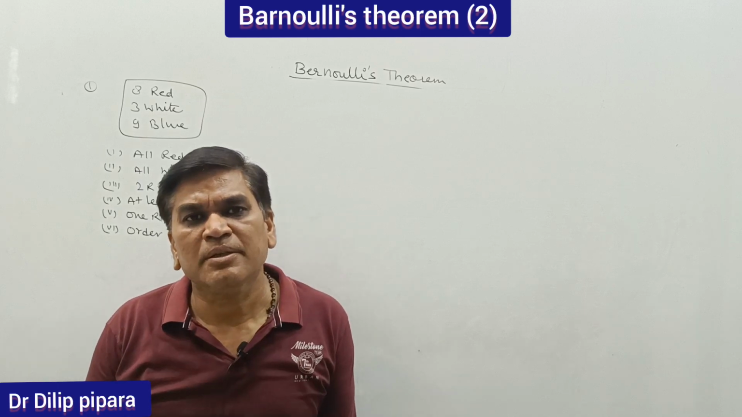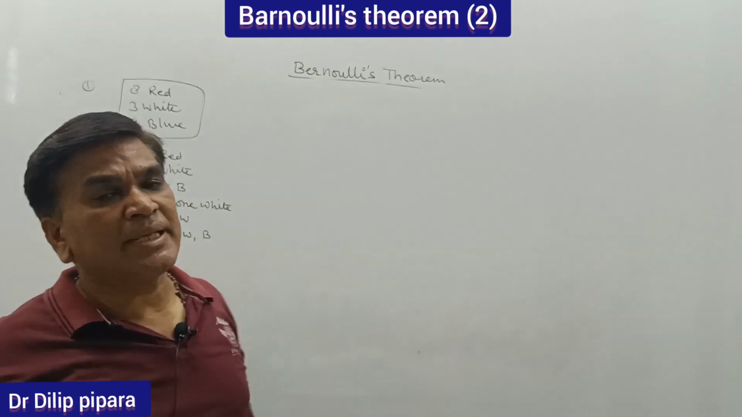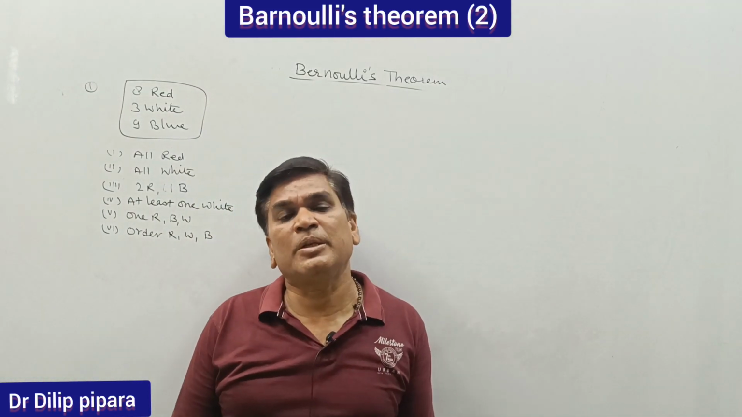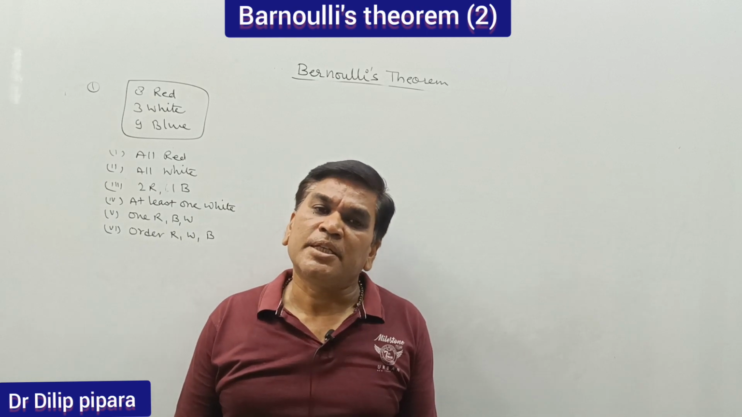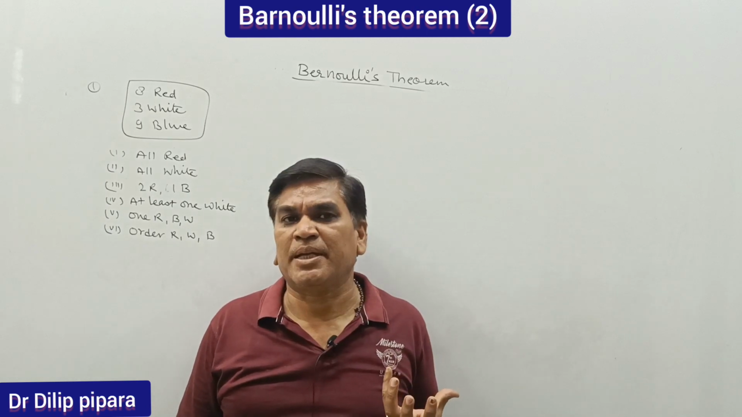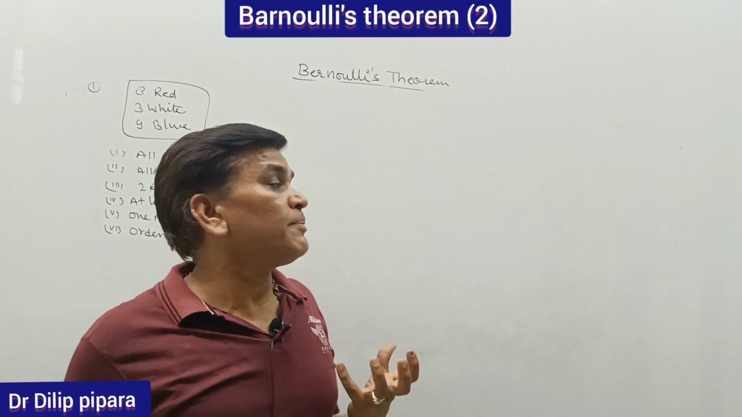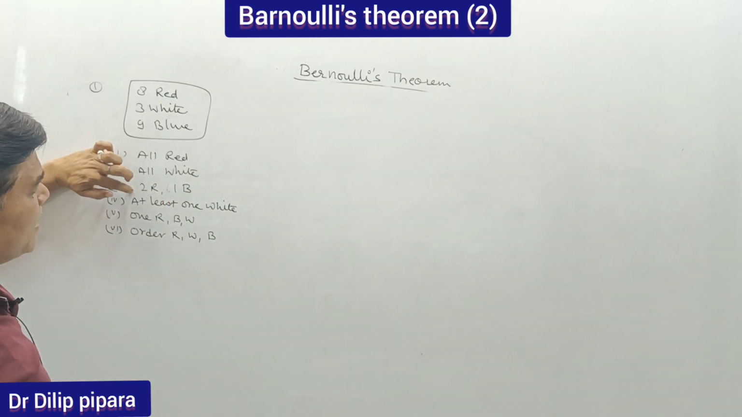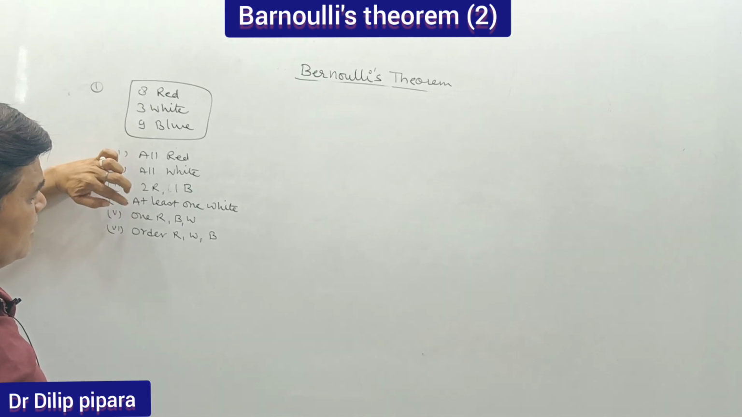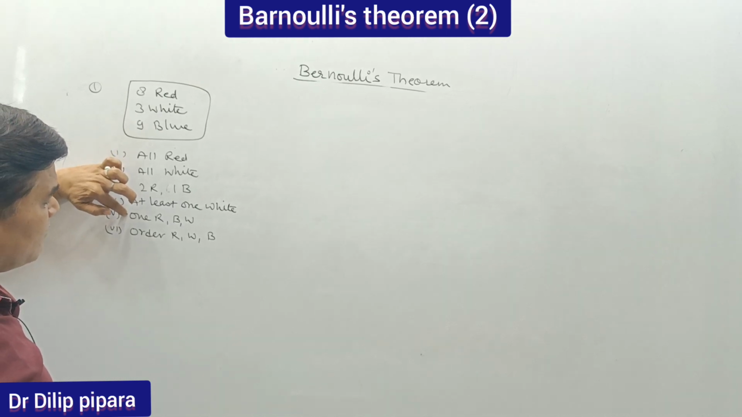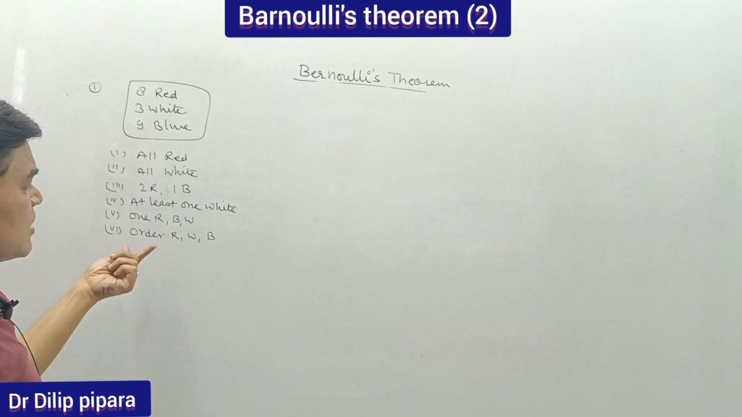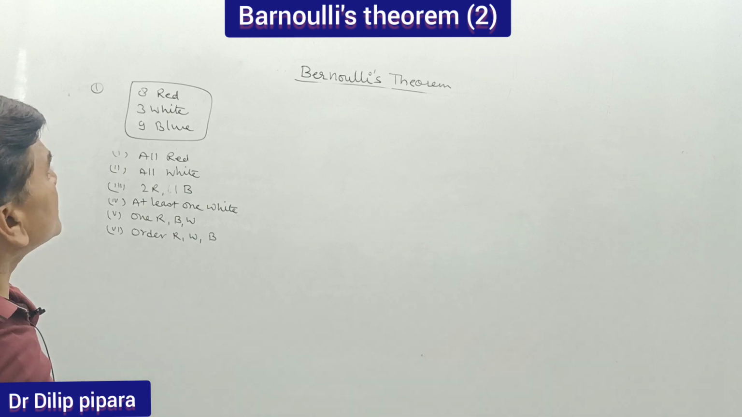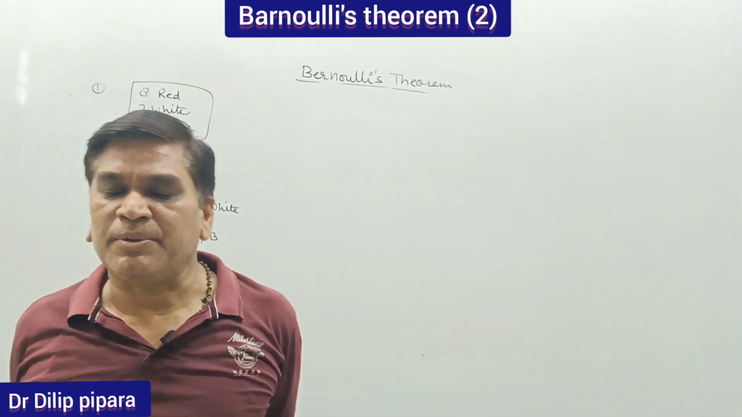The first question is this: one bag contains 8 red balls, 3 white balls and 9 blue balls. 3 balls are taken from this bag. We are to calculate the probability of getting all red, all white, 2 red and 1 blue, at least 1 white, 1 red, 1 blue and 1 white, and in this order: first red, second white, third blue. So we have 6 questions. First I should repeat the question.